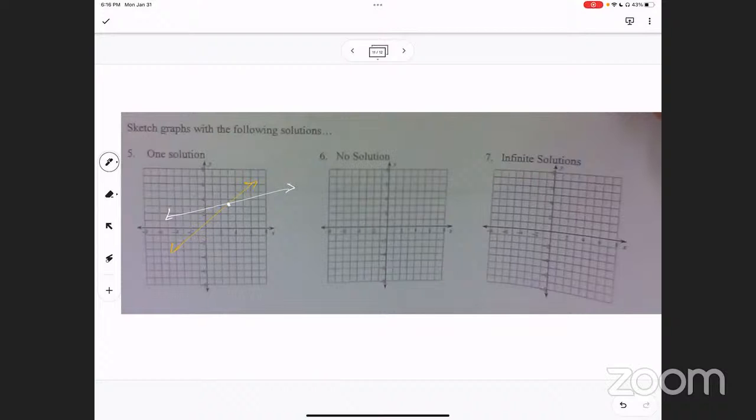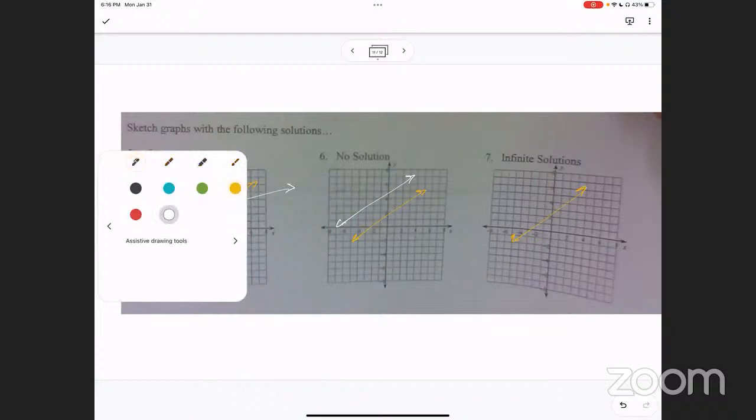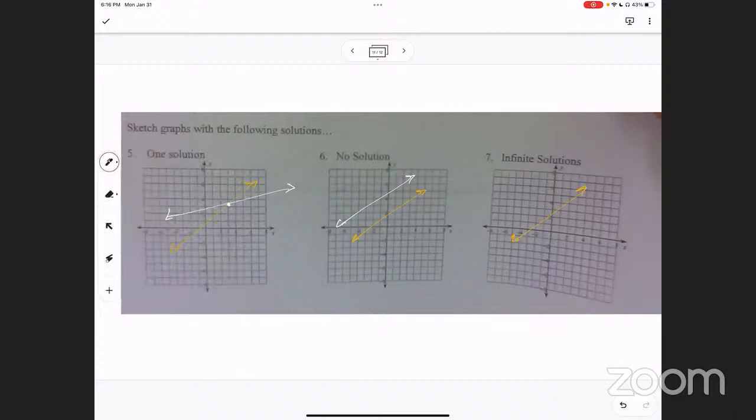You just draw 2 parallel lines. Perfect. 2 parallel lines that do not cross each other. There's no solution. And how about an infinite number of solutions? Here's my first line. What do I do for the second line? You just draw it on the same line. Exactly. Okay. Done.